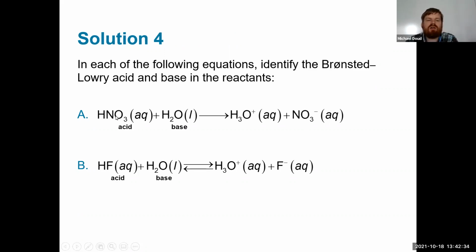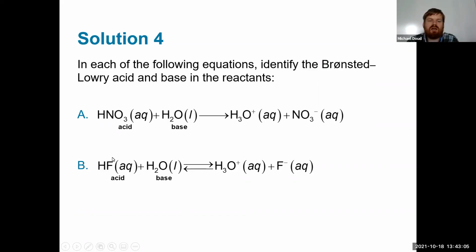Okay, so here, nitric acid gives up a proton to water. You know that because you start with nitric acid and you end with nitrate, so you lost a proton. If it gave up a proton, that means it's an acid. On the other hand, you started with water and it picked up a proton to form the hydronium ion, H3O+. So clearly water acted as the base and accepted the proton.